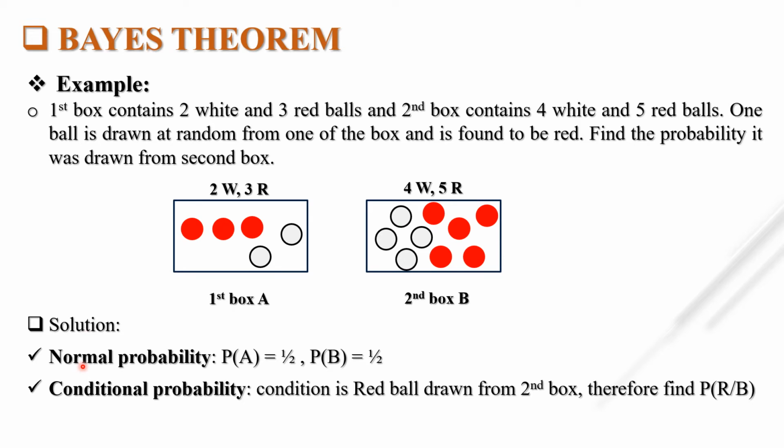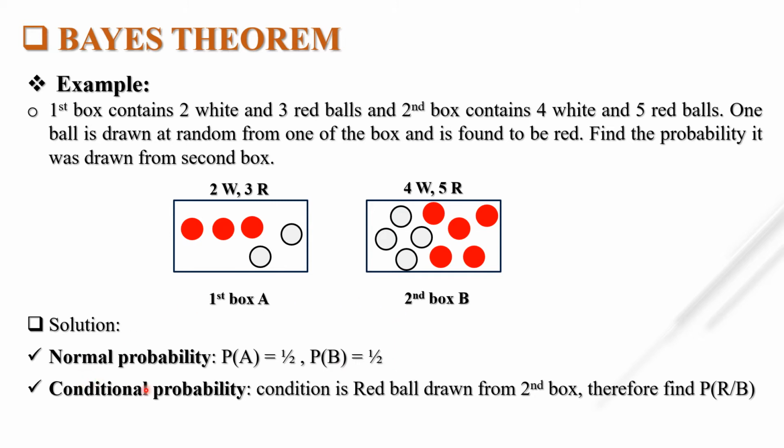Normal probability we already have, that is P of A equal to 1 by 2. Why 1 by 2? Because there are two boxes, and one ball is drawn from any of the boxes. That is why probability of A is 1 by 2. Similarly, probability of B is 1 by 2. That we already saw in the previous slide.